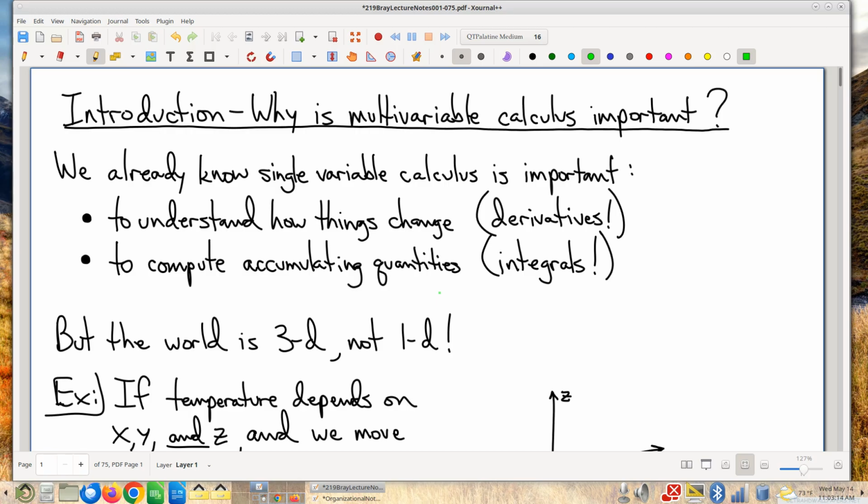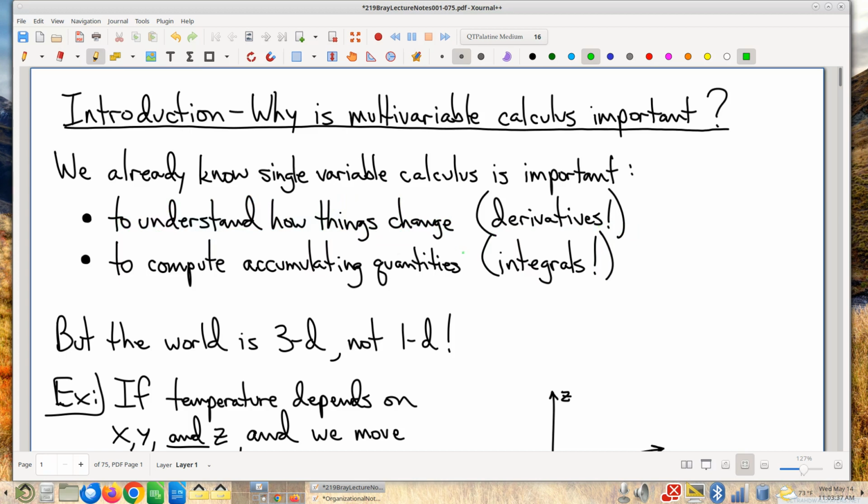So in particular, derivatives. What's so great about derivatives? Well, they help us describe how things change. So if you're ever in a circumstance where you're keeping track of something that's changing, well, that's a pretty big tent, isn't it? Lots of things change.